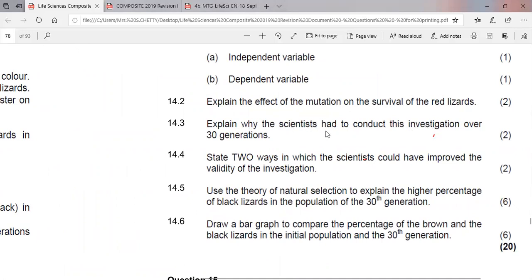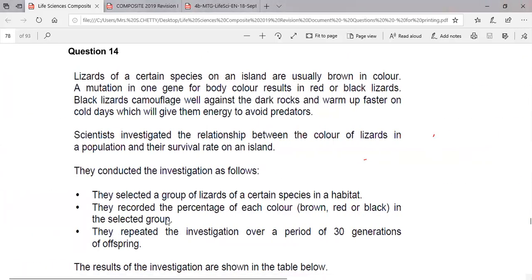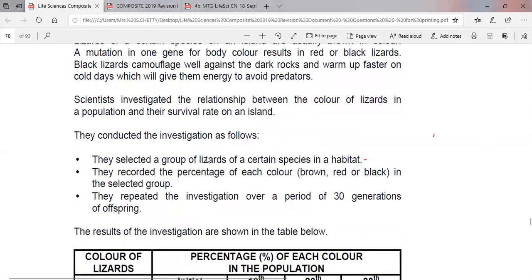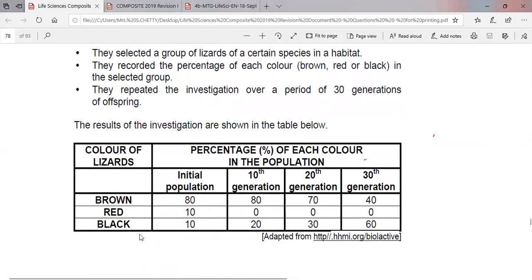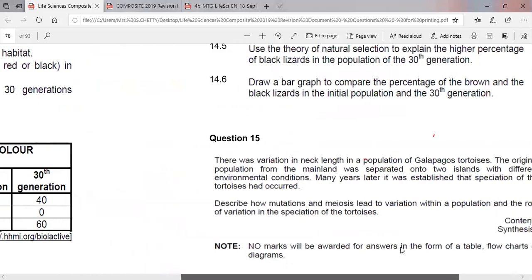Explain why scientists had to conduct this investigation over 30 generations. Of course, to improve reliability. State 2 ways in which the scientists could have improved the validity. Now remember, in validity, you must find how they could improve the validity. Everything must be identical except for the one thing that is different, the color of the lizards. Of course, you must have the same species of lizard. Very importantly, I would have started off with the same numbers. Isn't that so? Why did you want to have 80 there, 10 and 10? I would have started off with the same number of lizards in your initial population. What more? You think about it as we go to the next question.